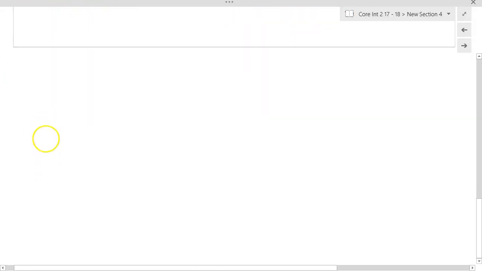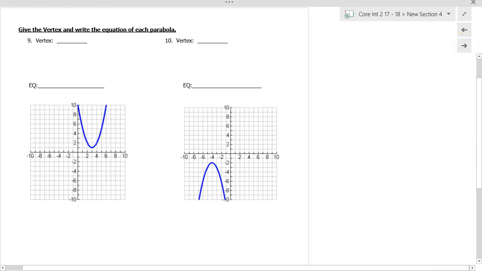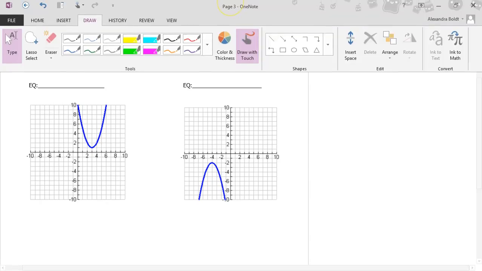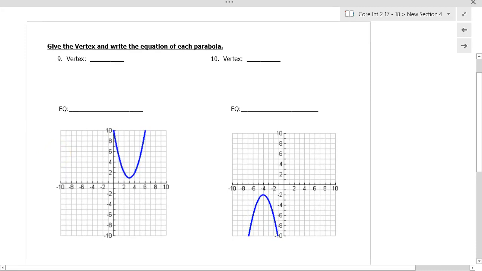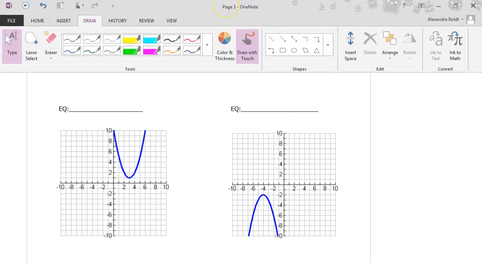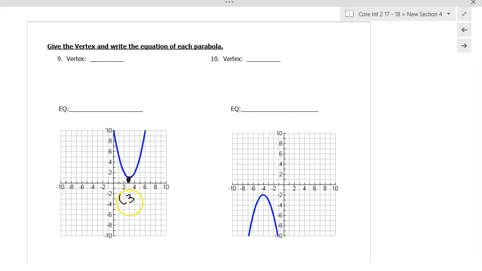Let's look at our next set of questions on the next page. The last thing we're going to do is look at these already graphed equations and write what they are. The first thing you need to do is find your vertex. Remember, your vertex is the middle point of your smile or your frown. So here, my vertex is here. That is 3, right? So I'm right 3, up 1.